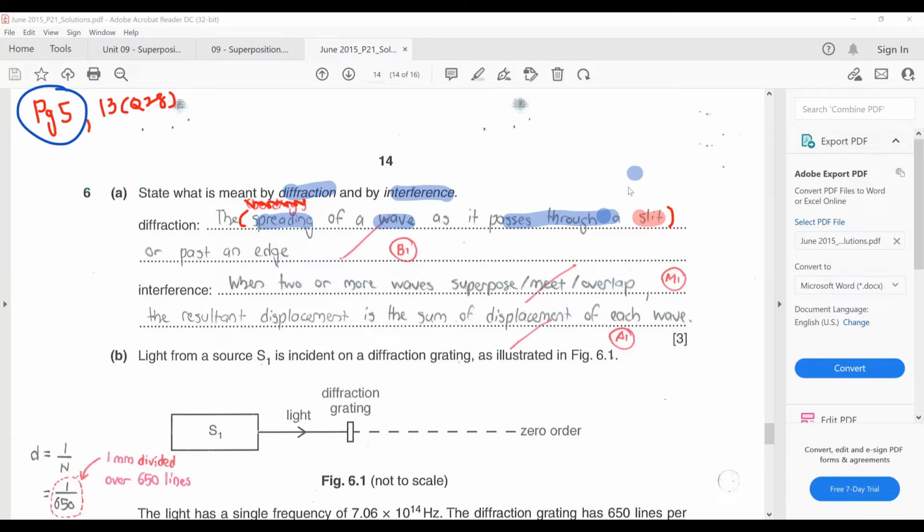Then after that, when you look at what is meant by interference, this one is really talking about superposition. We can say that when 2 or more waves meet, the resultant displacement is the sum of displacement of each wave. This is actually following the definition of your principle of superposition. So this one alone is 2 marks. Then after that, you can have a look at part B.